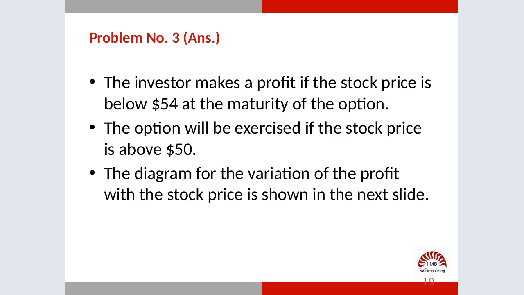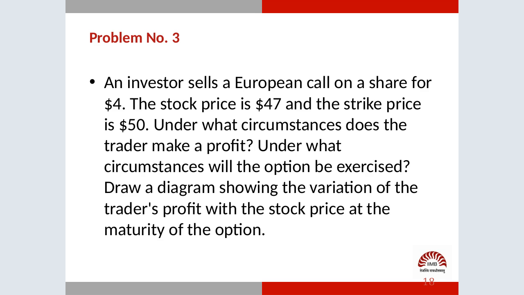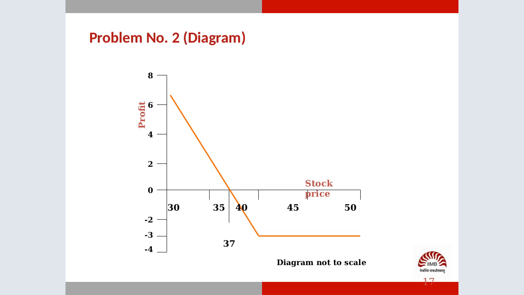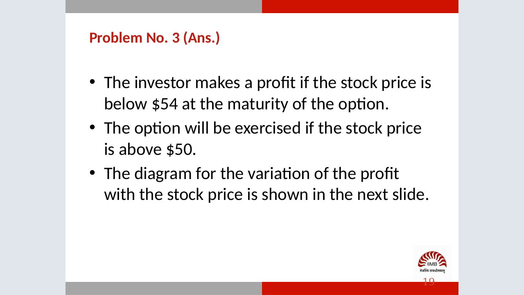If the stock price is below 50, so sorry, one minute. You seem to be right. Oh, he sold a call. I'm extremely sorry. He sold a call. What I was thinking is he's bought a call. So obviously, you are absolutely right. It is less than 54. As long as the price remains below 54, he makes a profit. The option will be exercised at the moment the price is above 50.